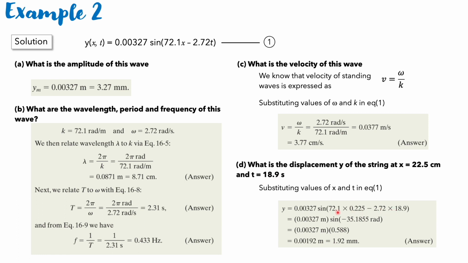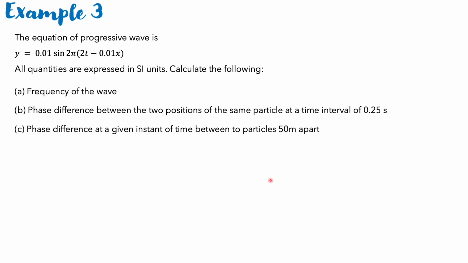So you calculate these, apply the sine function on it, multiply it with the amplitude, and you will get the displacement 1.92 millimeters at this distance from the origin and at this time, 18.9 seconds after the wave was generated.